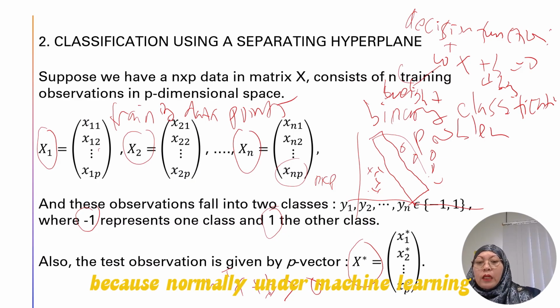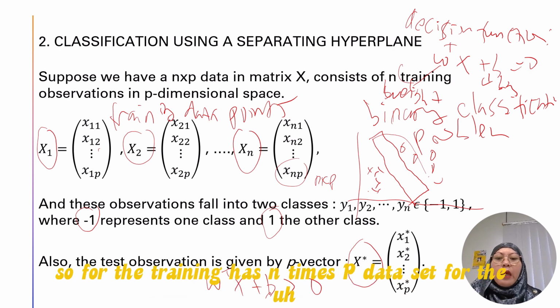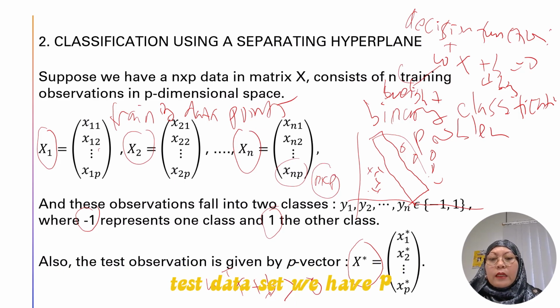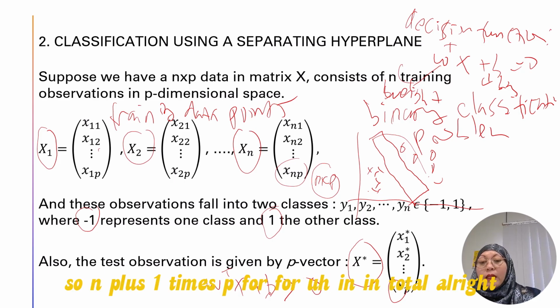So how much data do we have in total? Normally in machine learning we split into two: training and test data sets. The training set has n times p data, and the test data set has p. So n times p plus p, which is n plus 1 times p in total.